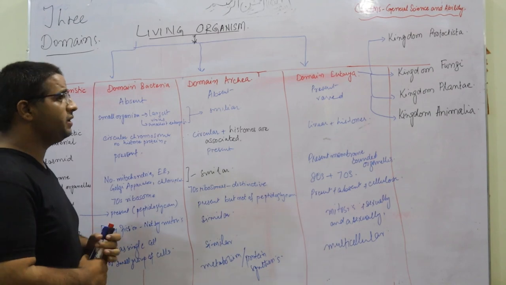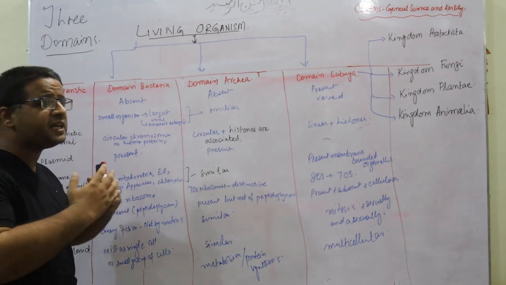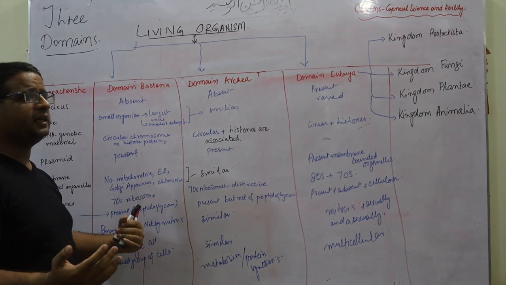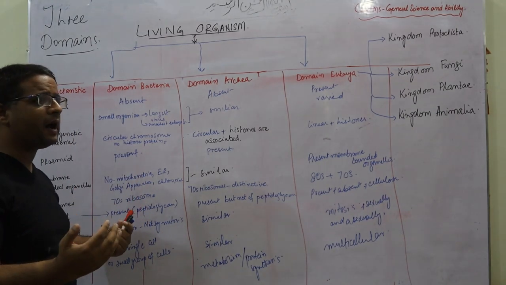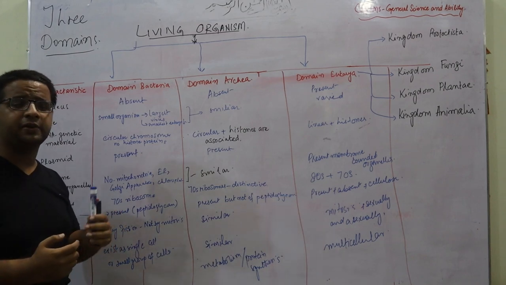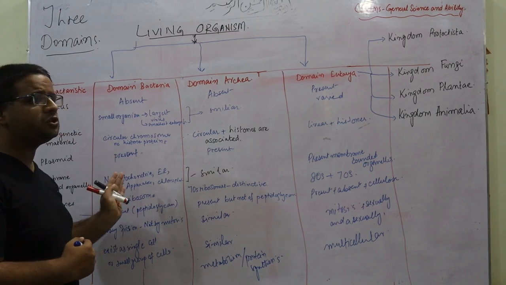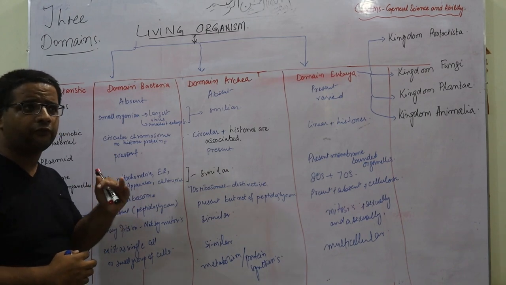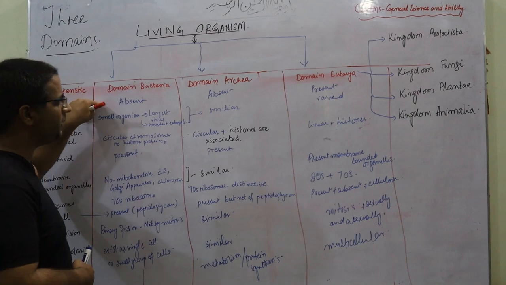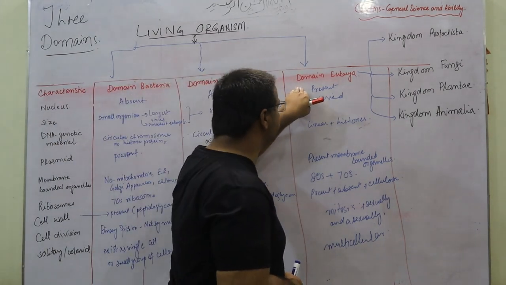First of all, we have discussed all about the classification of living organisms and why there is a need to classify them. Then, moving on to the second part of this lecture, which is about the classification of living organisms in detail, we need to discuss the three domains in which all the organisms of the world fit. First is domain Bacteria, second is domain Archaea, third is domain Eukaryota.